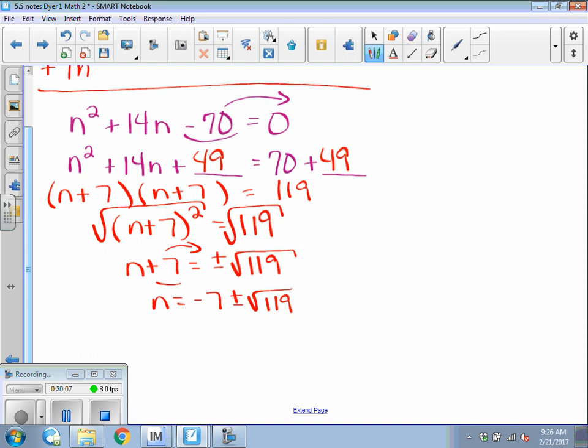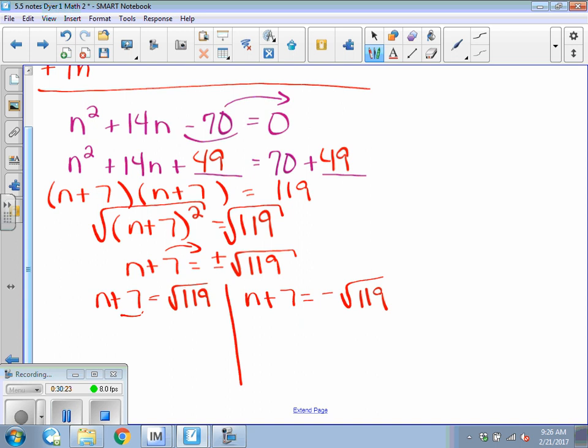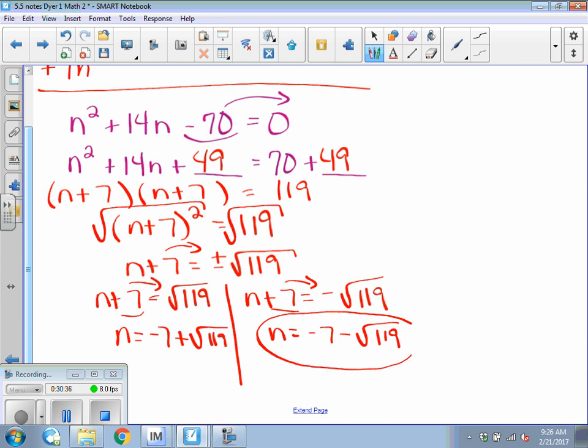Okay, so if at this step you didn't move the 7 over while it was still plus or minus, you may have left it as two separate equations, which is perfectly fine. Okay, now move this 7 over. So n equals -7 plus the square root of 119, and n equals -7 minus the square root of 119. Okay, or you could write it as a combined answer, plus or minus.